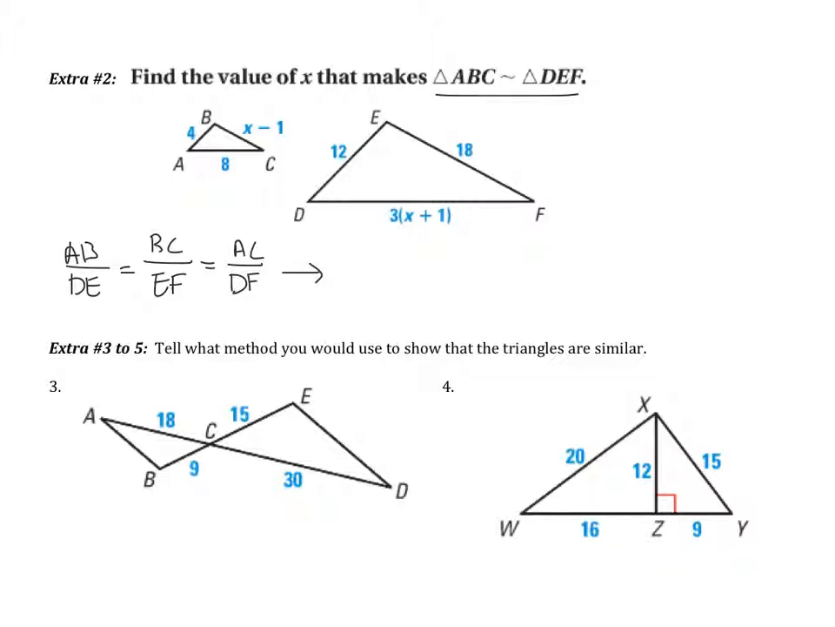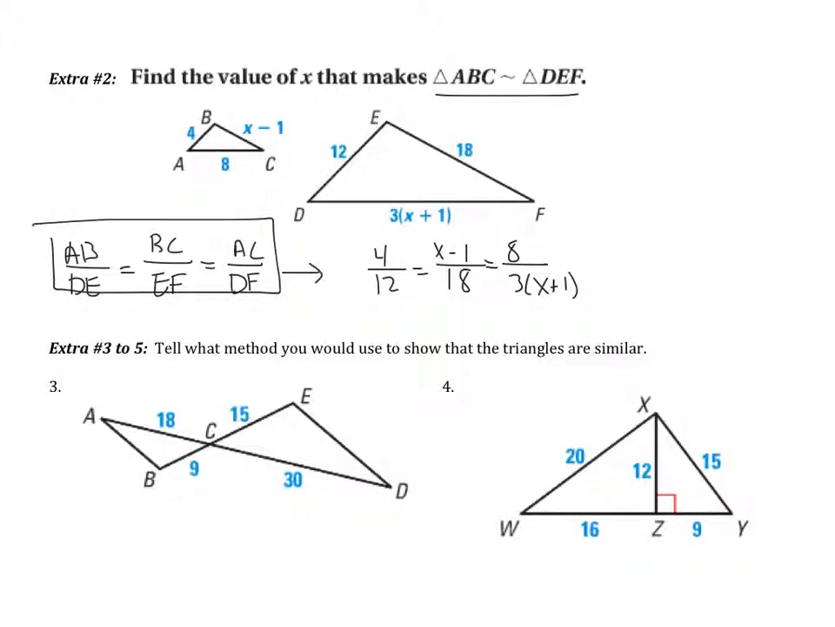So AB is actually 4, DE is actually 12, BC is x minus 1, EF is 18, AC is 8, and then DF is 3 times x plus 1. Okay. So we don't know the value of x. X can be any value that it wants, but we want to find the one value of x that will make our triangles similar. Now, if our triangles are similar, this statement of proportionality has to hold true.